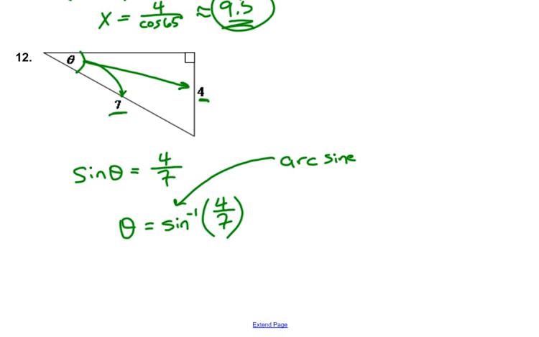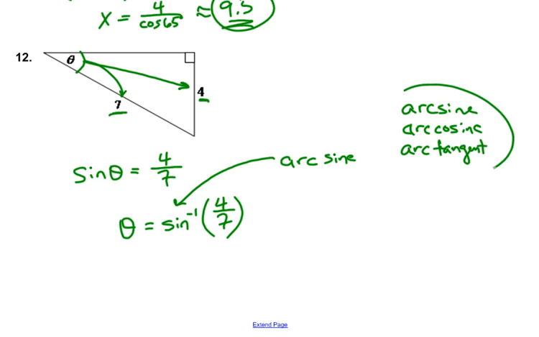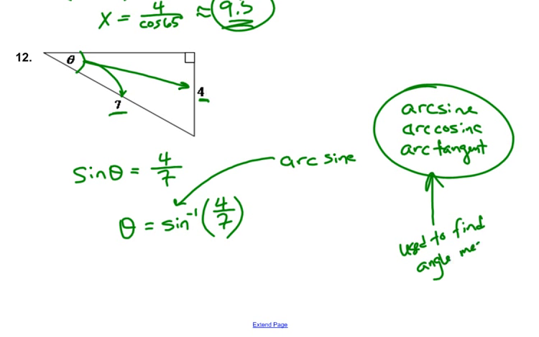We use the arc sine, the arc cosine, and arc tangent whenever we are trying to identify the measure of an angle. These are all used to find angle measures. So remember, anytime you're in a triangle problem and you're looking to find the measure of that angle, we're going to have to resort to using an arc sine, an arc cosine, or an arc tangent.